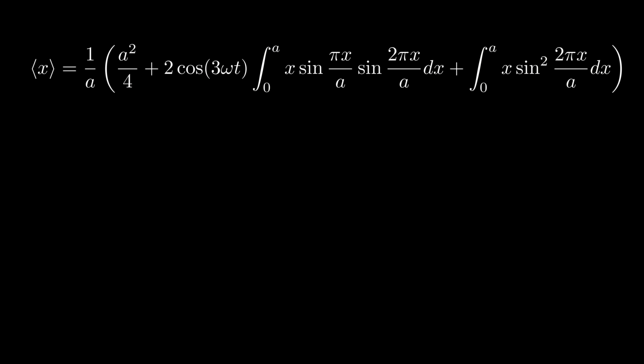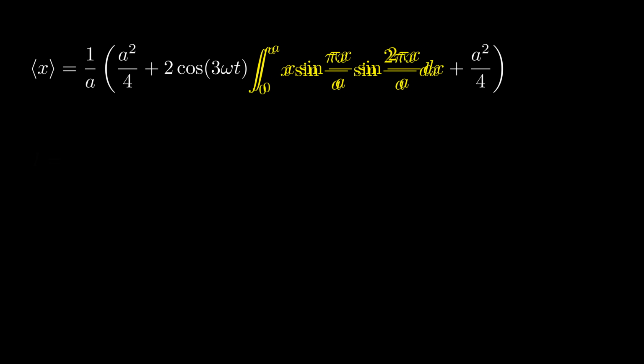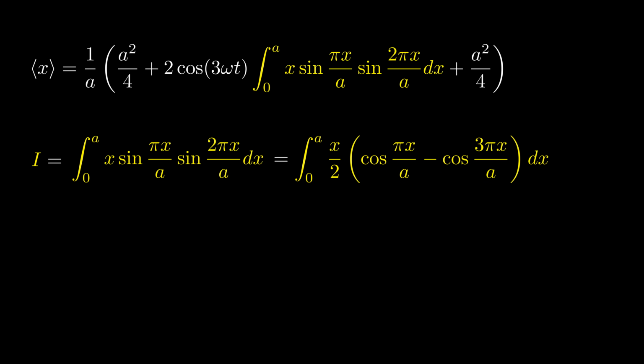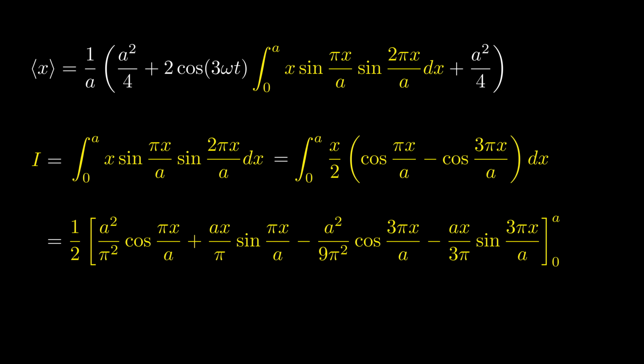The third integral is very similar to the first one. If we apply the same approach, using the trigonometric identity and simplifying the expression, we can see that the result will be the same, a squared over 4. For the middle term, we use the product to sum identity. This identity allows us to convert the product of 2 trigonometric functions into a sum of simpler terms, which is easier to integrate. After evaluating at the boundaries, the result of the integral is as follows.